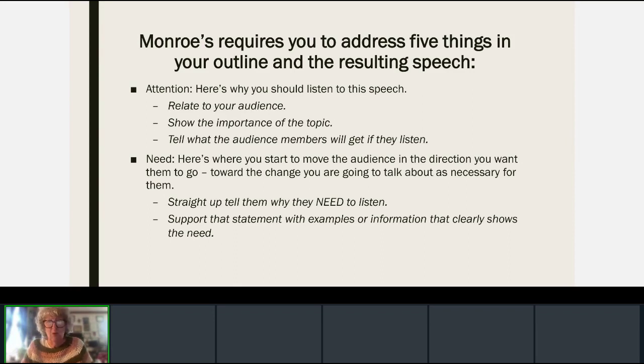Okay, tell them why they need to listen to this speech. You need to listen to this speech because by the time I get through, you're not going to want to smoke anymore. And you need to support any of the statements that go through this process to be sure that you are putting them together for the proper reason.